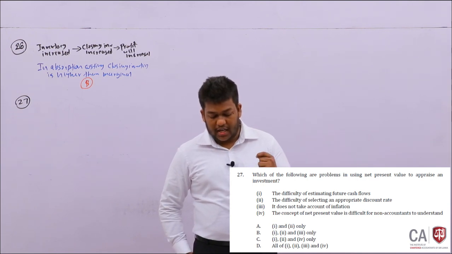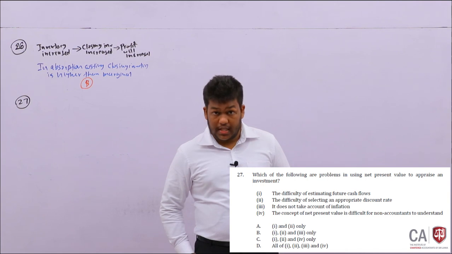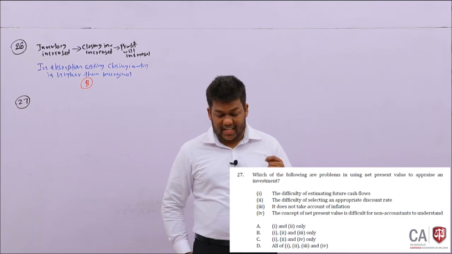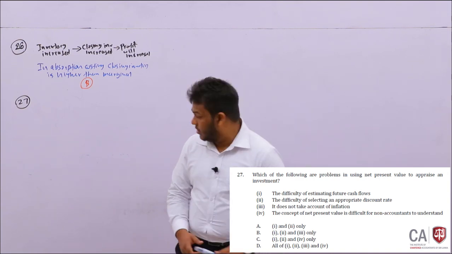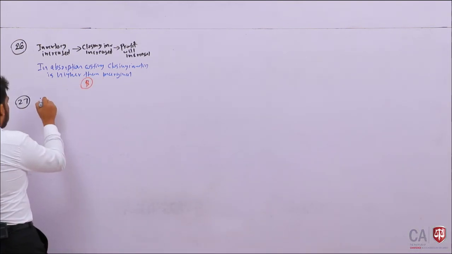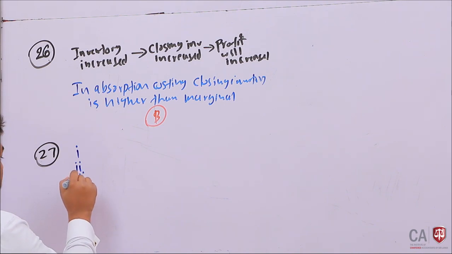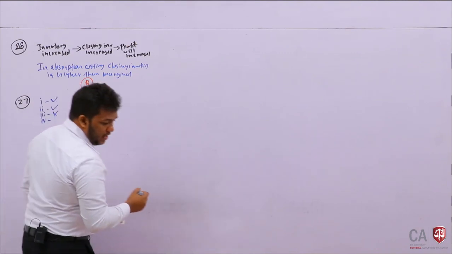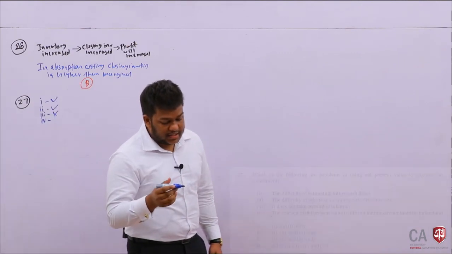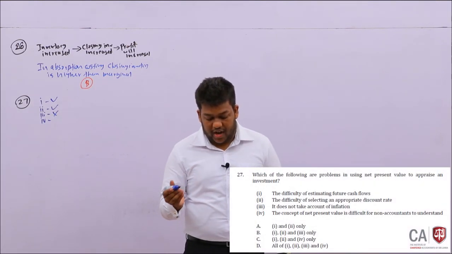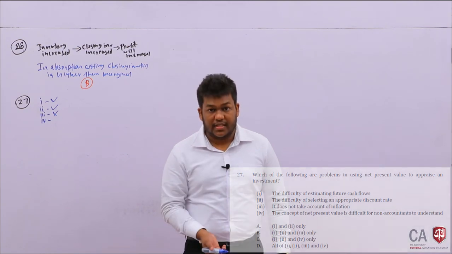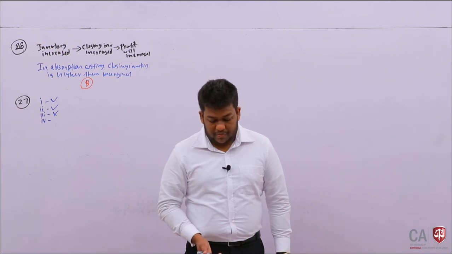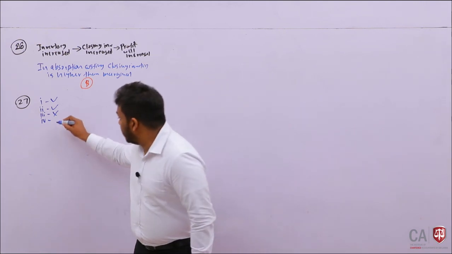It does not take account of inflation. Is that a problem? No, it will take the inflation also. That is incorrect then. So the first one is correct, the second one is correct, the third one is incorrect. The next one, the concept of net present value is difficult for non-accountants to understand. Yes, it is a disadvantage. Yes, that is a problem.